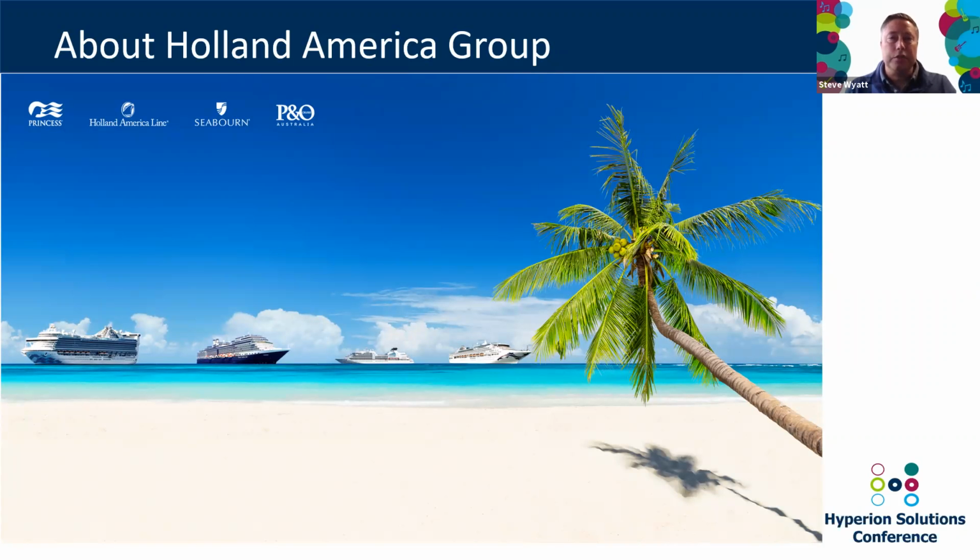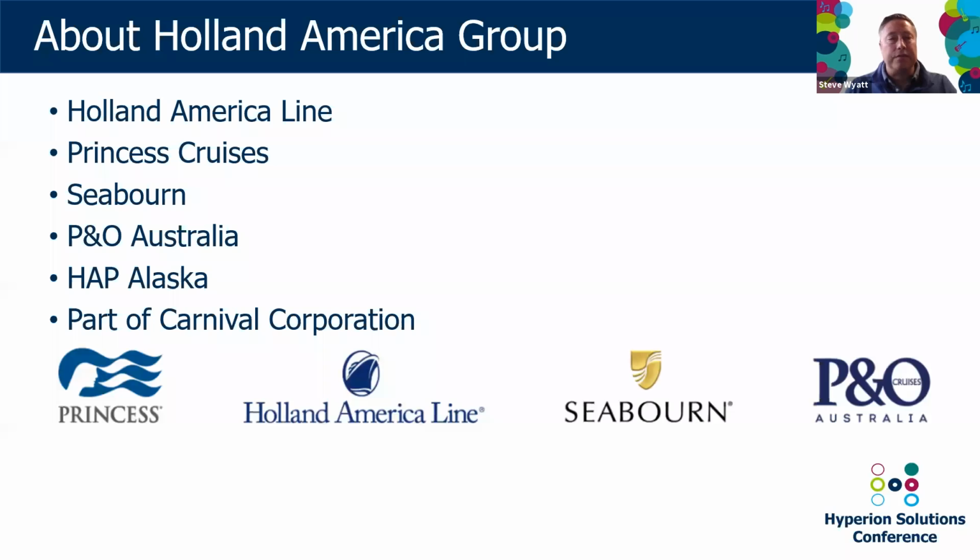Yeah, a little bit about Holland America Group. Holland America Group is made up of 4 cruise lines: Princess Cruises, Holland America Line, Seabourn, and P&O Cruises, which resides out of Australia. We also have what's not considered one of our brands, but what we call HAP Alaska, which is our land-based operations out of Alaska. And Holland America Group is also part of the Carnival Corporation, which has many other brands operating around the world. One of which Josie mentioned earlier is Carnival UK, which is based out of England.